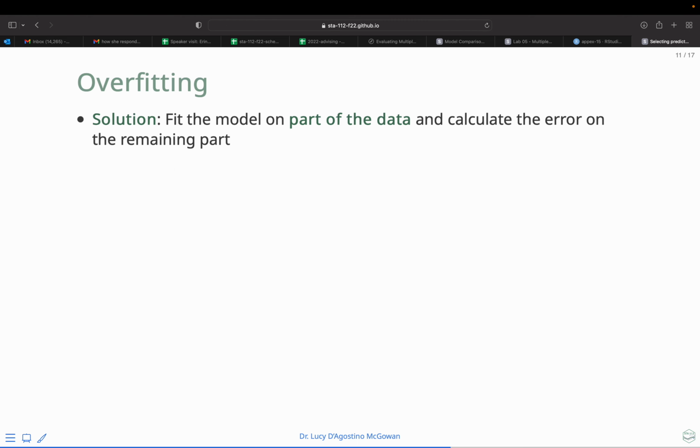So the solution to overfitting, the way that we handle this generally in statistics, is that you would fit your model on part of the data, and then you would calculate the error on the remaining part. So you would essentially split your data such that you decide what predictors to include by fitting the model on a subset of the data, and then calculating your error on the part that wasn't in the initial training data. This separation saves you from the potential for overfitting, because the data points that were not included in that original training data can't influence which variables end up getting selected.